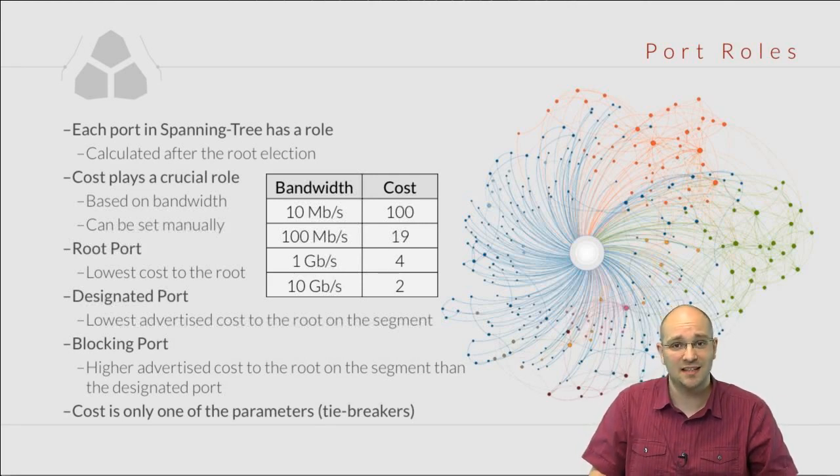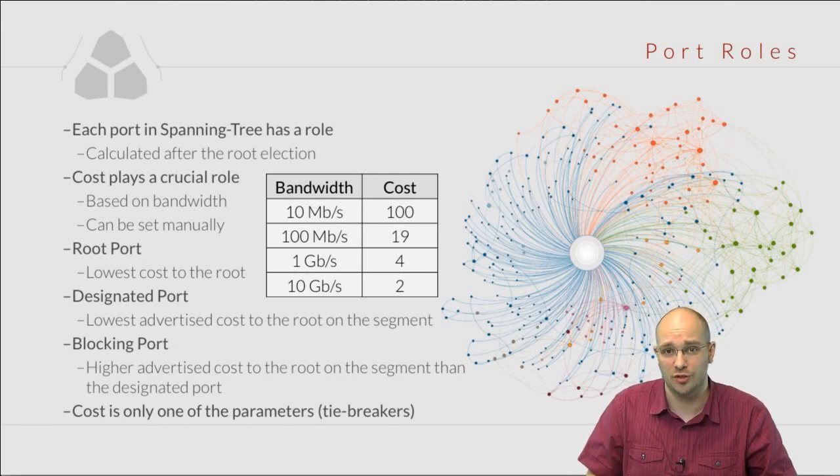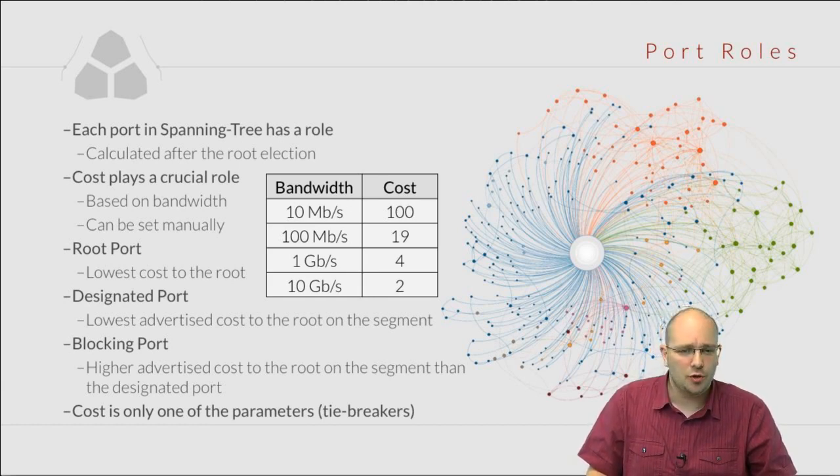Please keep in mind that these values apply only to the traditional spanning tree and per-VLAN spanning tree. Different implementations of spanning tree use different mappings. I'm going to talk about it when I cover those different flavors of spanning tree. We can also set the cost manually. We don't have to rely on bandwidth. This can be done on a per-interface basis. So going back to our root port, the root port will be the port that has the lowest path to the root.